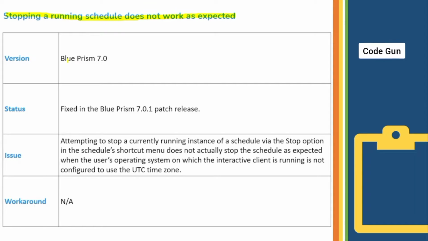And the description of the issue is: attempting to stop a currently running instance of a schedule via the stop option in the schedule shortcut menu doesn't actually stop the schedule as expected when the operating system on which the interactive client is running is not configured to use the UTC time zone.